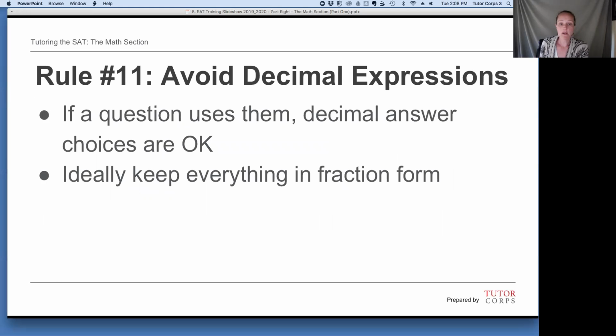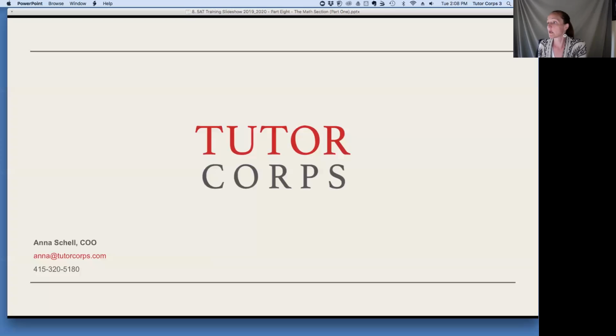For the most part, it's better to leave fractions as fractions rather than switching to decimal expressions. If a question uses a decimal, then a decimal answer is okay. Otherwise, generally, students should be keeping things in fraction form.